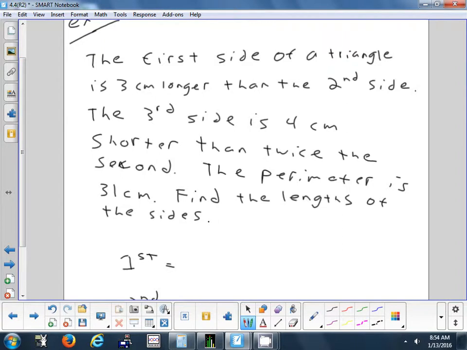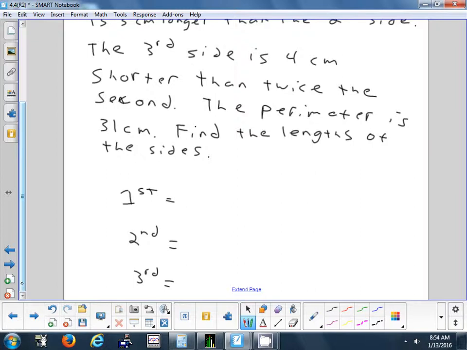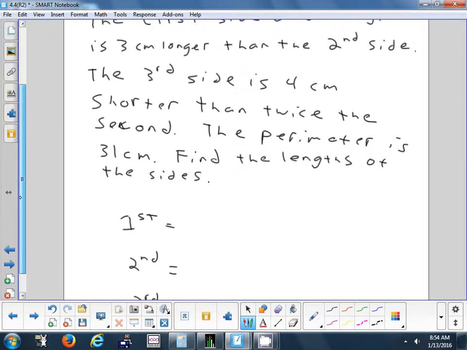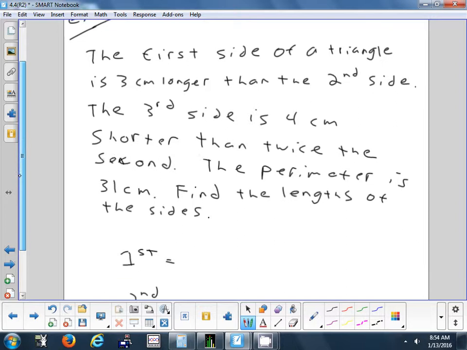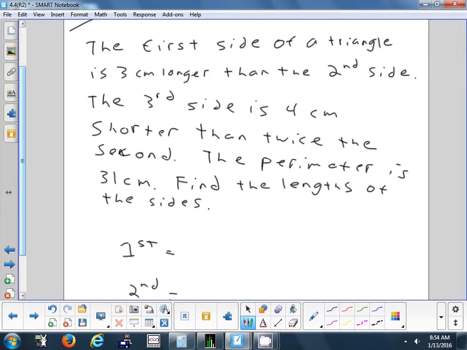All right, so this one is a little different. It says the first side of a triangle is 3 centimeters longer than twice the second. For now, I'm just going to look at that first sentence. Forget about everything else. I just started by writing my 3 sides: first side, second side, third side. In a rectangle problem, we had 2 things, length and width. But for a triangle, we're going to have 3 things, because it's 3 sides.